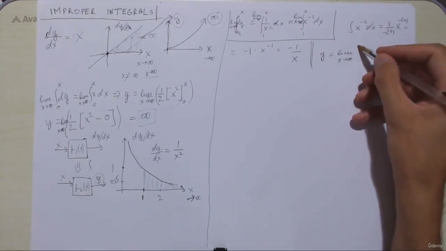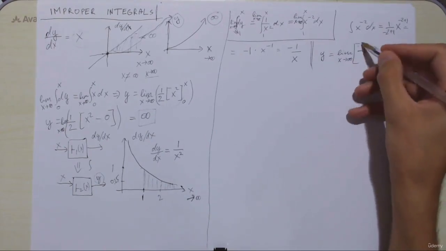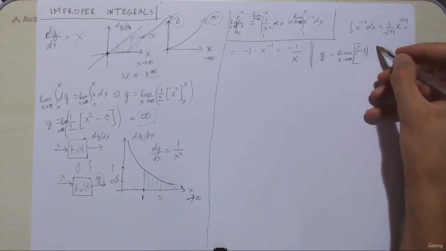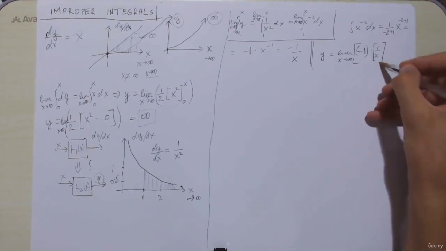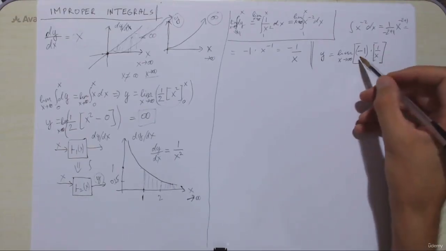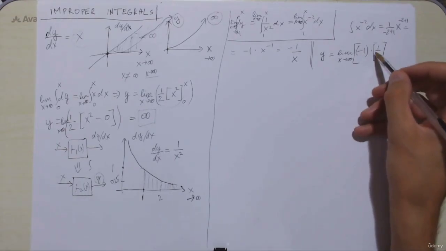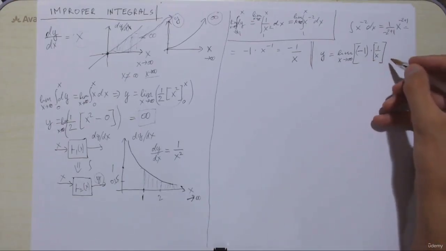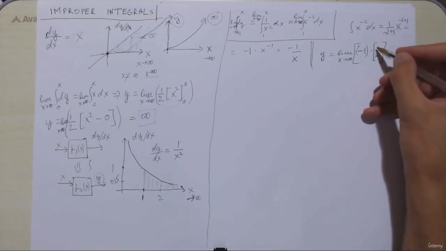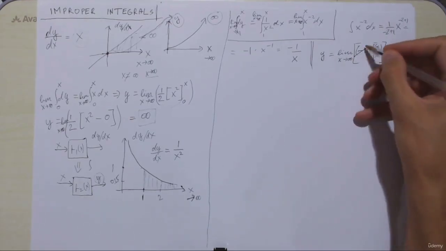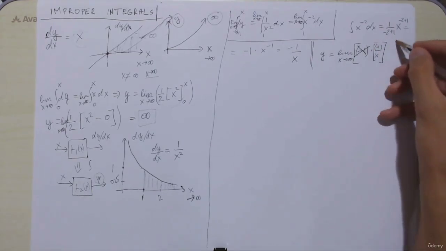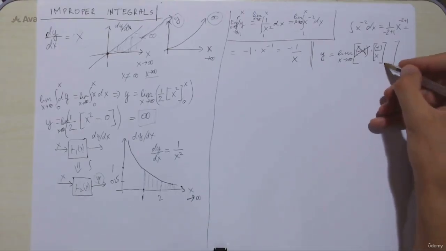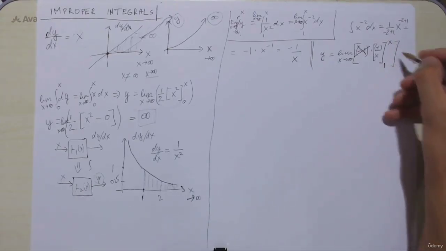And now we can say that y equals limit as x approaches infinity. So we would have minus 1 times 1 over x, and we're going to put it in the brackets. We should also initially put this minus 1 inside the brackets, but then you can factor it out. So let me show you what I mean. So instead of here, I'm going to put minus 1 here, right? I'm going to put minus 1 here. And then I'm going to go from 1 till x.